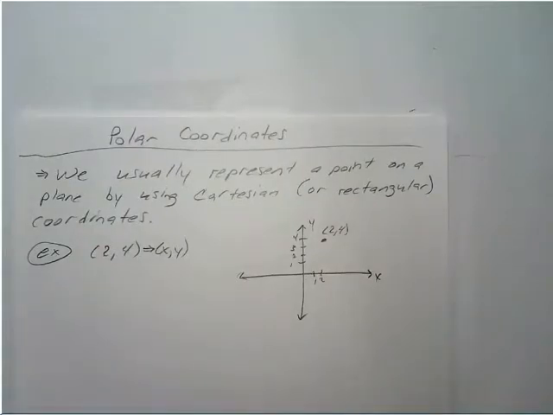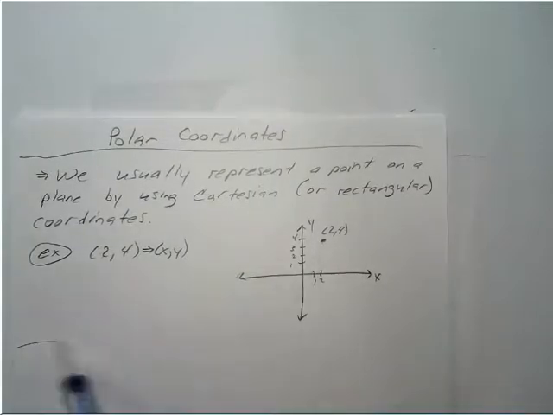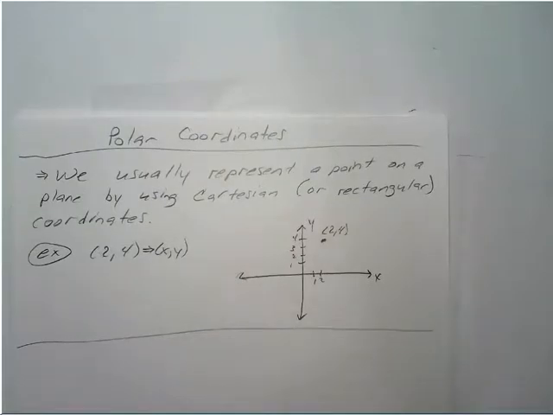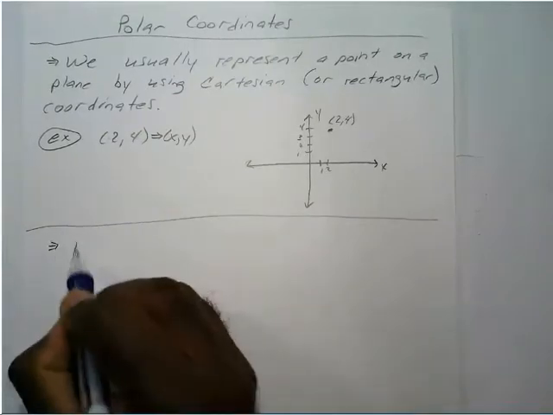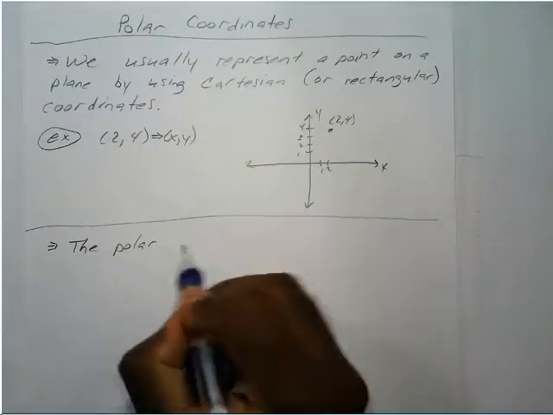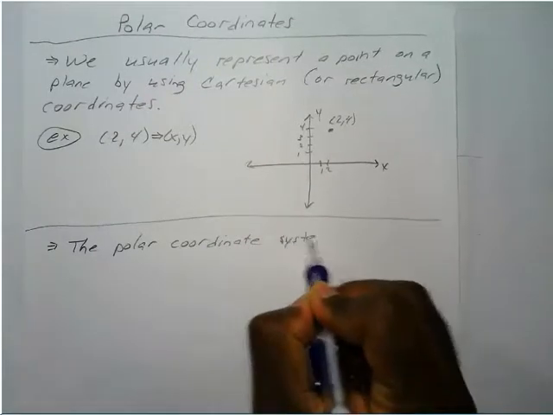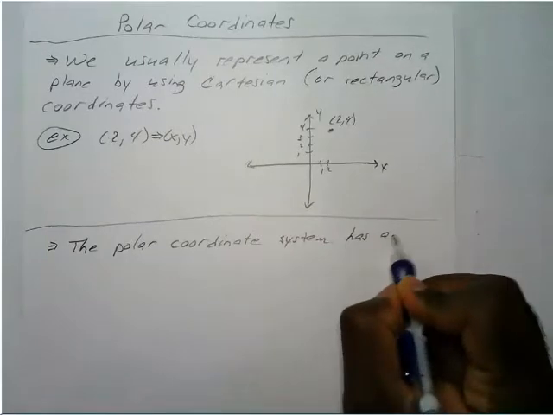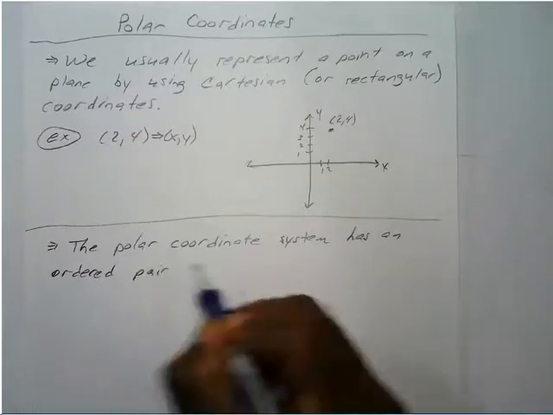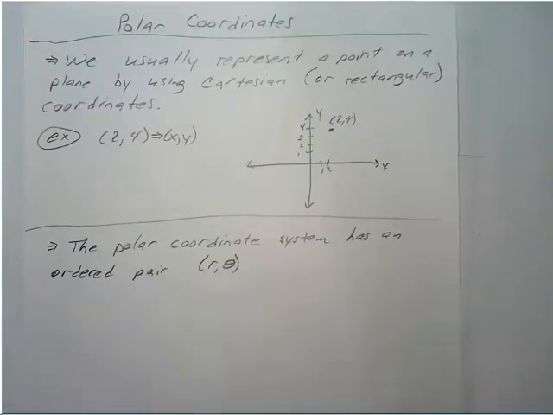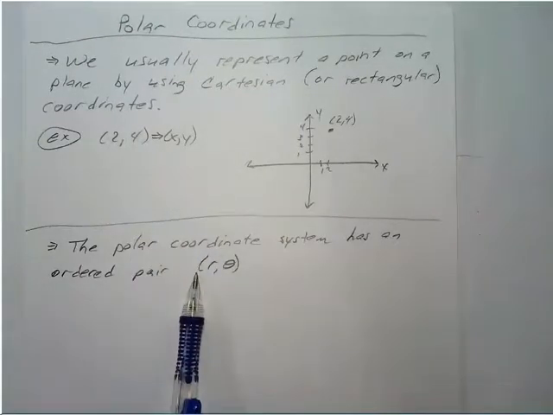Okay, so what we're going to do is use a different method of getting to that same point. And that method is called using the polar coordinate system. The polar coordinate system has an ordered pair that we will call (r, θ). So the Cartesian has (x, y), and the polar coordinate system has (r, θ).